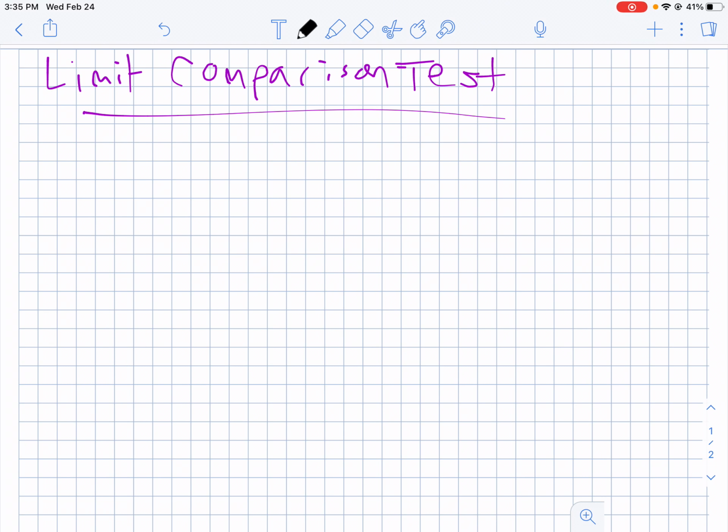So in this video, we're going to start talking about some more tests that we can use to determine whether a series converges or diverges. Let me give an example of why this test is going to be useful. So we know that the series of 1 over n squared converges, right? And we use the ratio test, it's a p-series, whatever.